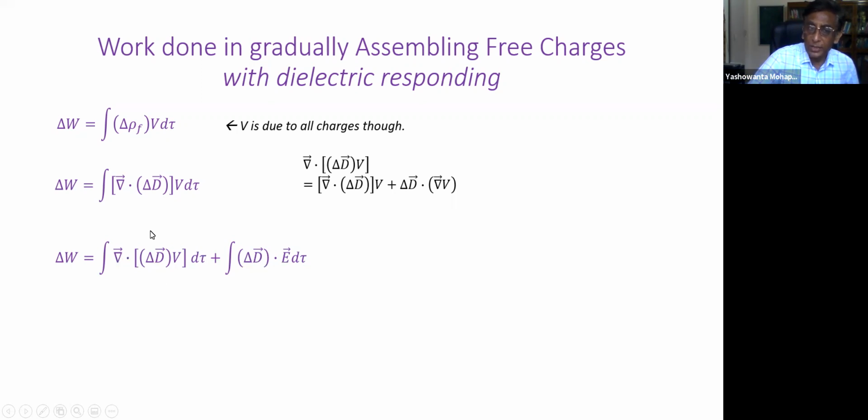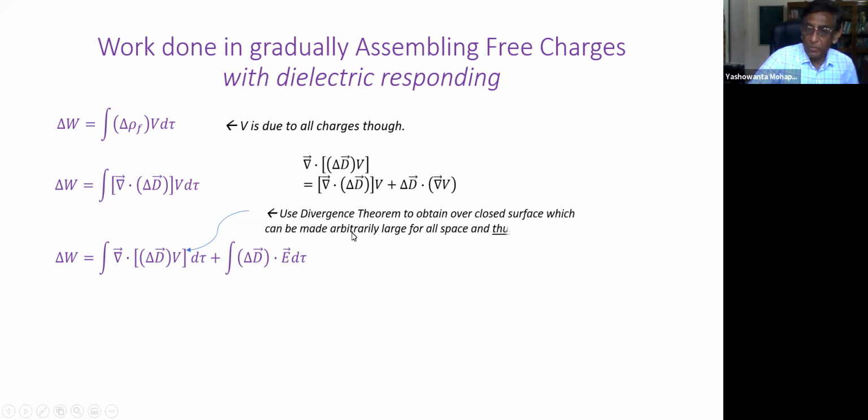Now, this is a term where I can use the divergence theorem, because the divergence of the whole quantity over a closed surface can be made arbitrarily large for all space. We have done this earlier and thus made it vanish, because I am looking for delta W in all space. And in all space, the contribution here would be very small and negligible. And hence I'm left with only this: delta W is the change in D dot E d theta.